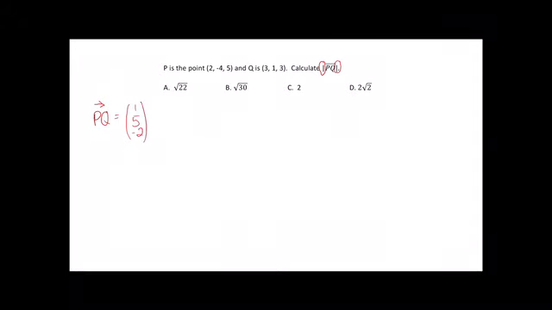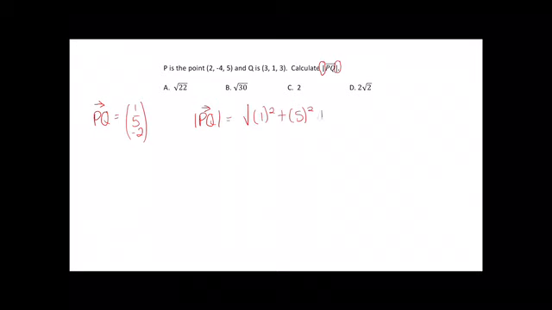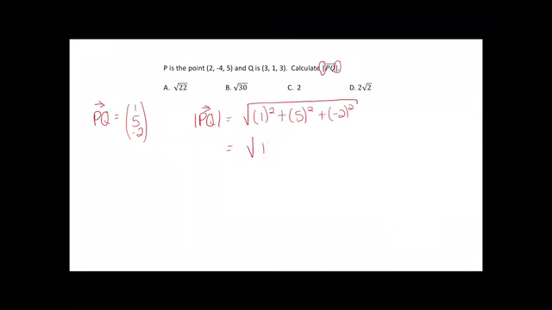So we can use the fact that we've already calculated this to help us get there a little bit quicker for this one. We've had that PQ was 1, 5, negative 2. When we're calculating the magnitude of PQ, remember we square root each of the terms squared and added together. So we've got the square root of 1 squared plus 5 squared plus negative 2 squared. That's 1 squared is 1, 5 squared is 25, negative 2 squared is positive 4. And that gives us root 30.